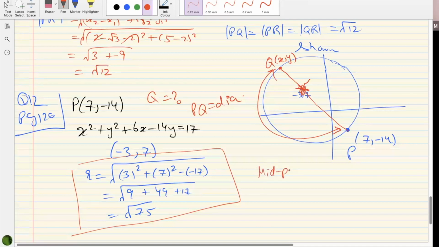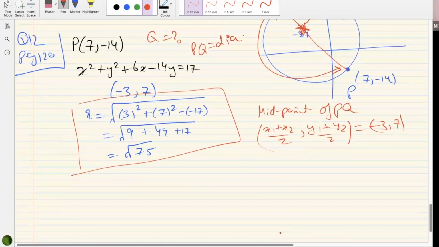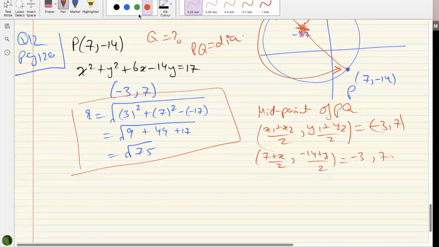So midpoint of PQ, (x1 plus x2) by 2, (y1 plus y2) by 2 is equal to -3, 7. Midpoint of PQ is equal to the coordinates of the center. So (7 plus x) by 2, and (-14 plus y) by 2 is equal to -3 and 7. So we equate x coordinate with x coordinate. (7 plus x) by 2... why did I write 7? That is minus 3.